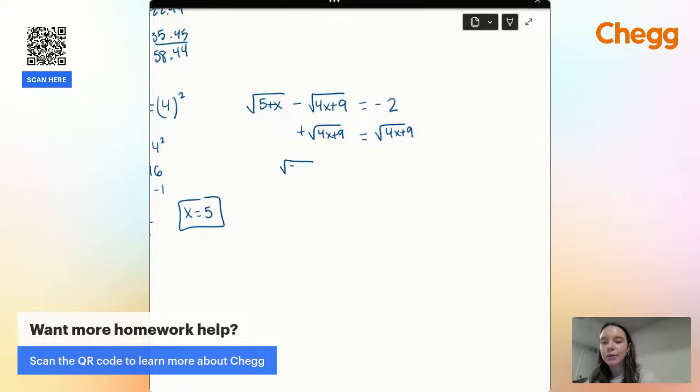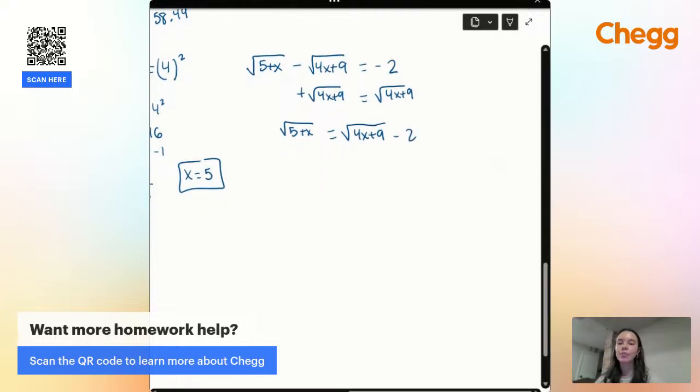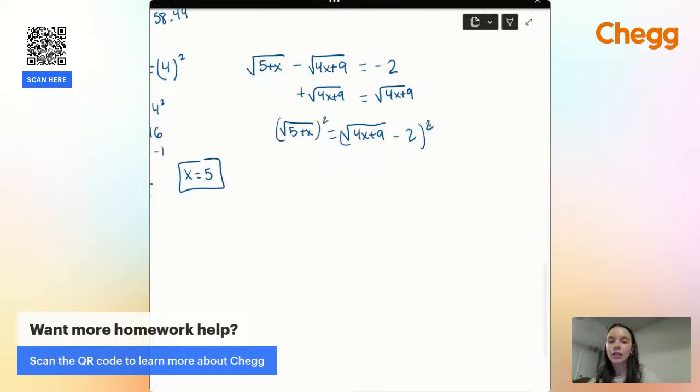So we get the square root of 5 plus x equals the square root of 4x plus 9 minus 2. Again, great practice for rate of reactions. So then we want to square it all. We would cancel out the square root on the left side, and we get 5 plus x. But then on the right, we're going to need to use our algebra FOIL skills.